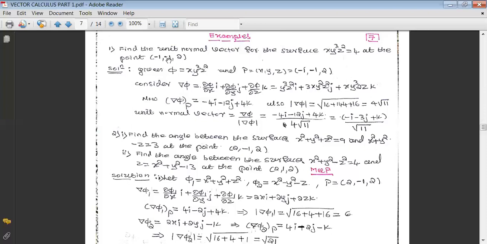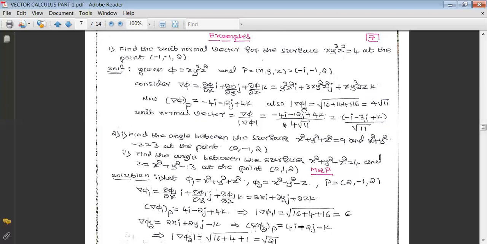y cube, y is minus 1, its cube is minus 1, and z is 2, 2 square is 4, 4 into minus 1, that is minus 4 into i. The next one is x and y square is 1 and z square is 4, 4 into minus 1, that is minus 1. Minus 1 into 3, that is minus 12 into j. And the third one, if you multiply 4 and minus, that is plus 4, k we will get.